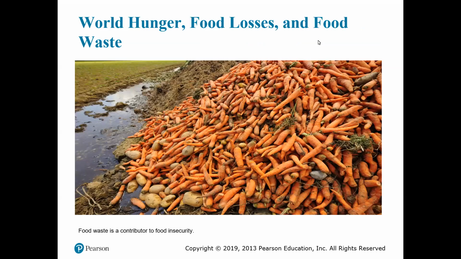So, something to think about is that when we think of world hunger, food losses, and food waste, this is a contributor to food insecurity. What you see before you are carrots and potatoes that have been thrown away because they were imperfect or they started to rot.